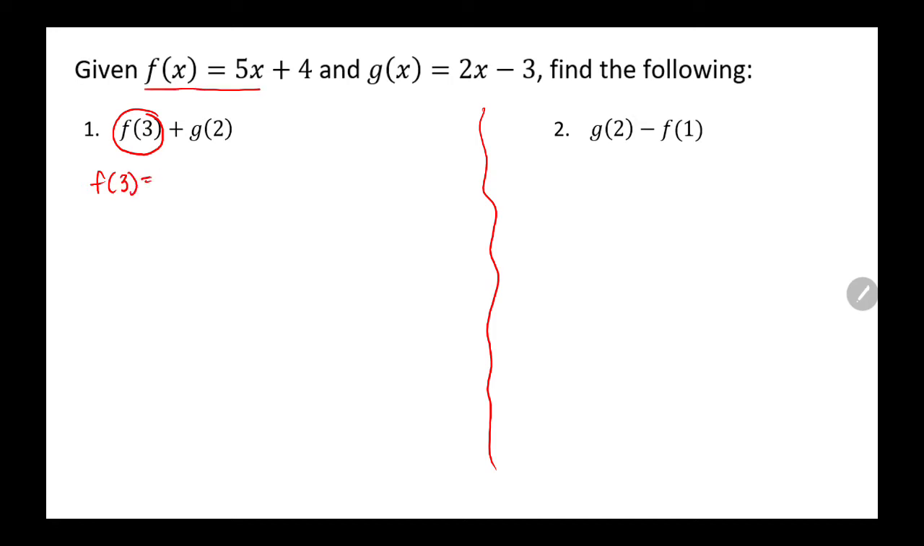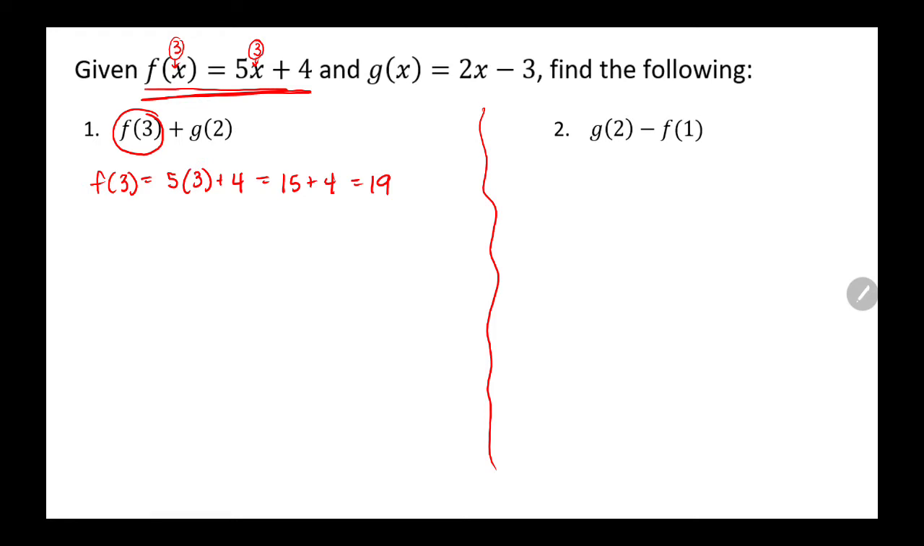Well, this is my f of x function. So if f of x is 5x plus 4, then for f of 3, I'm just going to substitute 3 right into here. So f of 3 would be 5 times, not x, but 3, plus 4. Which is 15 plus 4, which is 19.